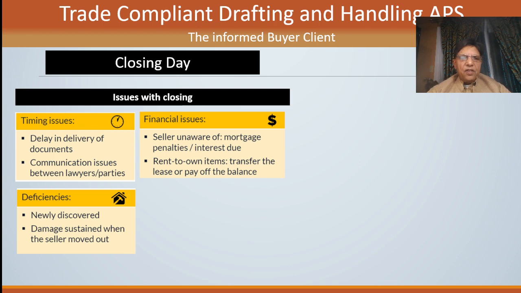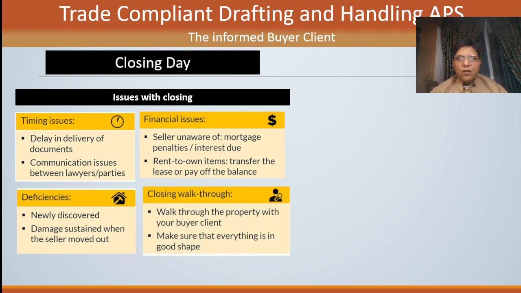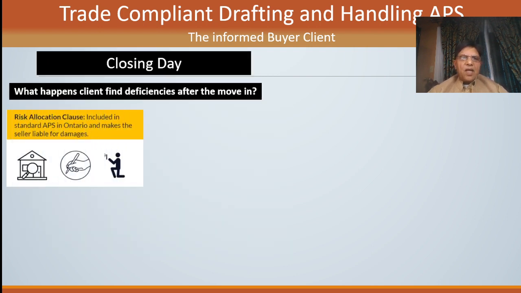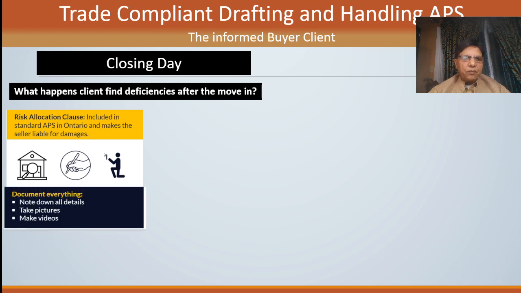Deficiencies newly discovered after closing. You find out that something has been damaged while they were moving. So it's your responsibility to walk through the property with your buyer client on the closing day or the next day after closing. Make sure that everything is in good shape. If not, then the risk allocation clause included in the standard APS in Ontario makes the seller liable for that damage.